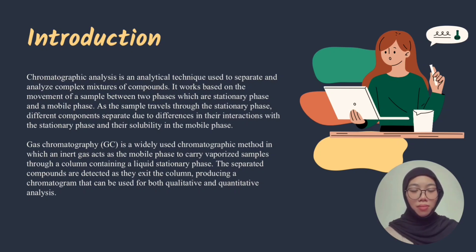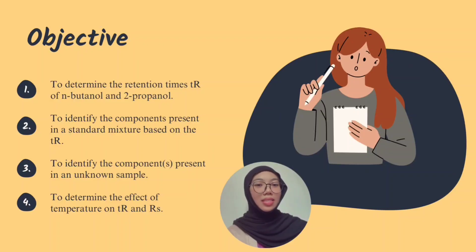Gas chromatography (GC) is a widely used chromatographic method in which an inert gas acts as the mobile phase to carry vaporized sample through a column containing a liquid stationary phase. The separated compounds are detected as they exit the column, producing a chromatogram that can be used for both qualitative and quantitative analysis. So, these are the objectives of this experiment.